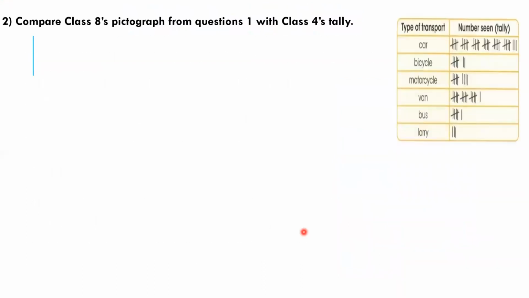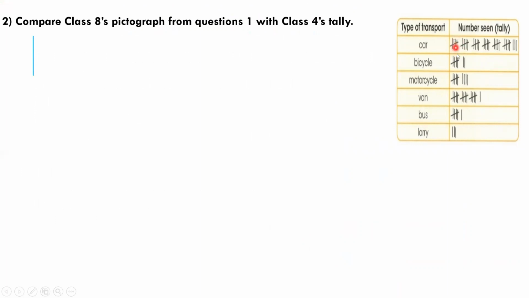Here comes our second question. Compare class 8's pictograph from question 1 with class 4's tally. So this is a question having connection with the previous question. So here they have given class 4's tally. In the previous video session, we have learned how to mark the recording of a tally chart.